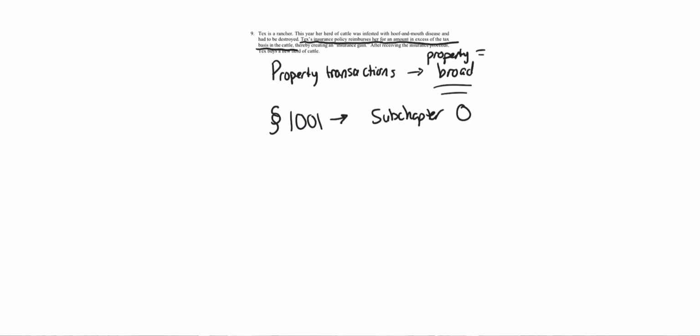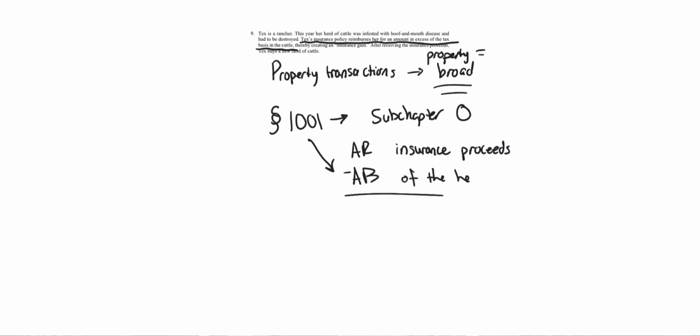So when we look at section 1001, which we're going to pull up in subchapter O, as you know, or if you don't, you should definitely learn this. This is one of those things that you should probably memorize. It's so important in tax. Amount realized minus adjusted basis is what section 1001 deals with. So the insurance proceeds would be the amount realized, that's what Tex receives. And the adjusted basis would be the adjusted basis of the herd.